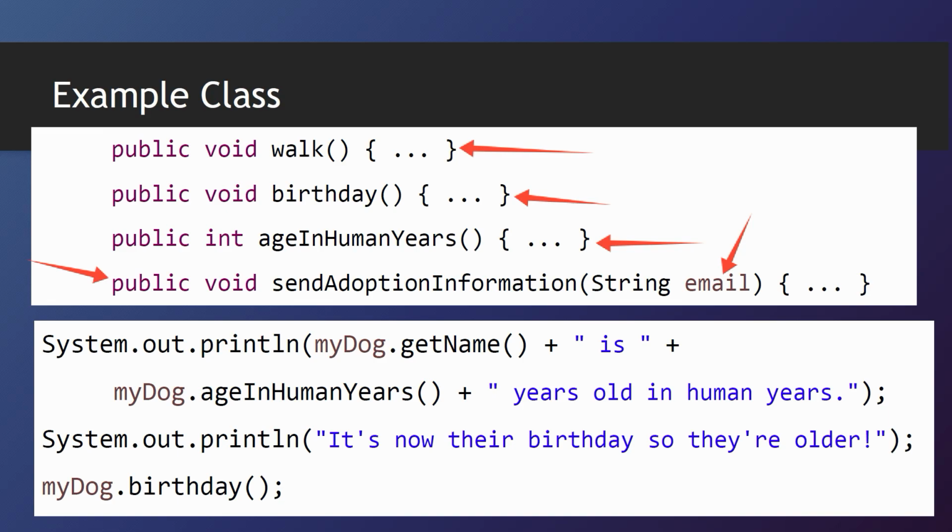Below is also some example code that might go in a main method. In this code, we use the MyDog object we declared earlier as the invoking object, and we invoke the getter method for name and 2 of the class-specific methods that we just described.